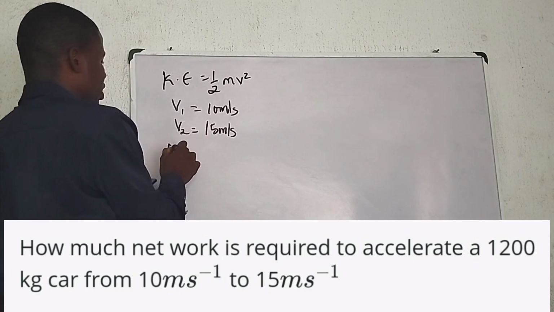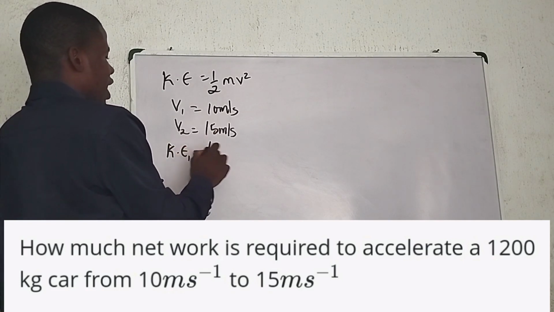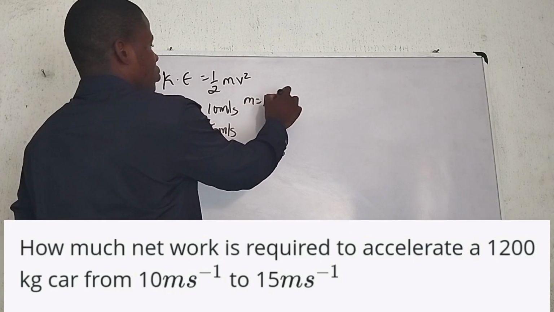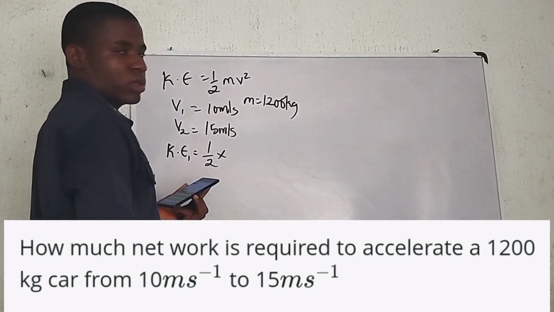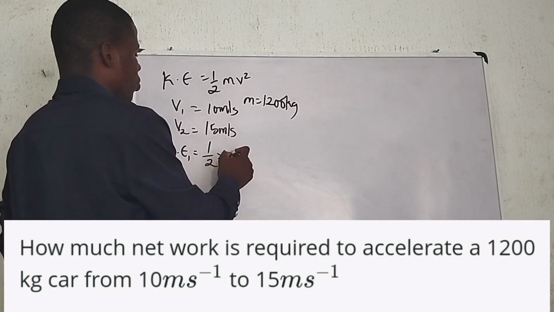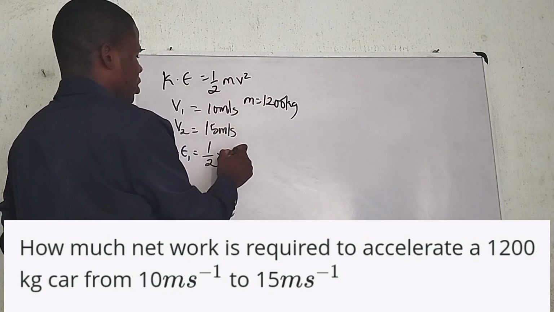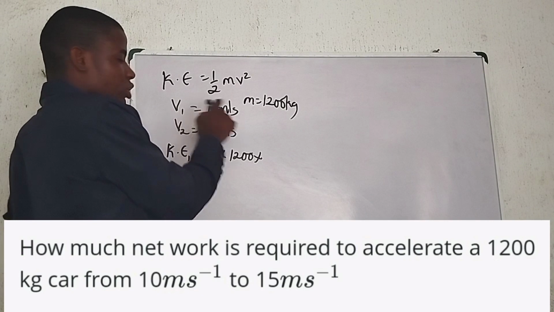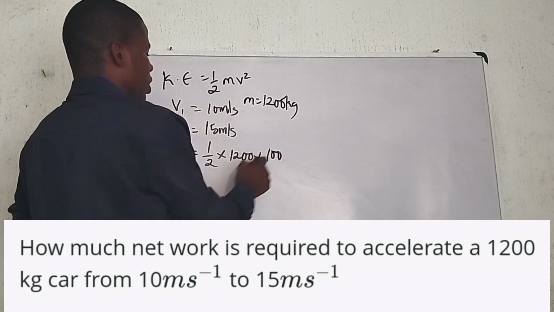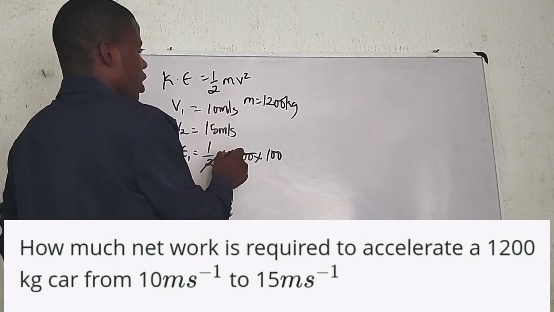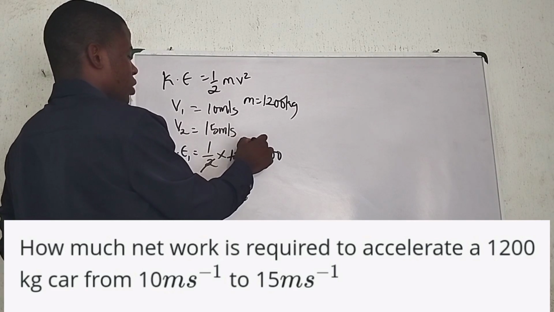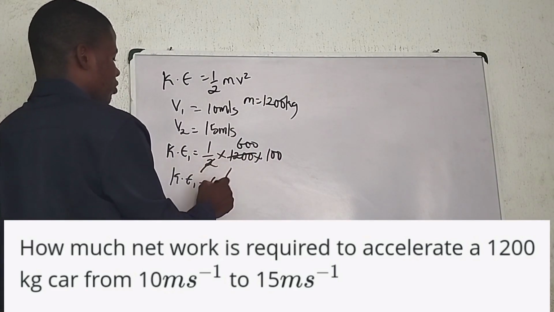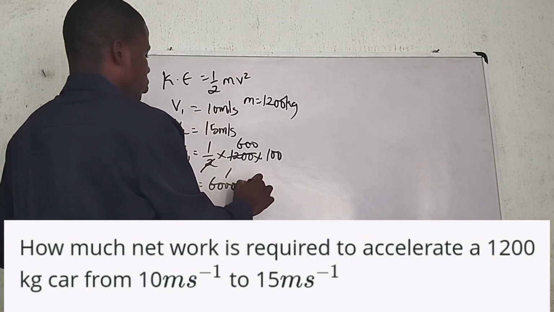So the first kinetic energy, KE1, is equals half m, that's mass. They gave us the mass of the car as 1,200 kilogram. So KE1 is equals half m, mass is 1,200, times v squared. That's the first velocity. 10 squared is 100, right? So 2 here, 1, 2 here is 600. So the first kinetic energy is equal 600 times 100, which will give me 60,000 joules, right?